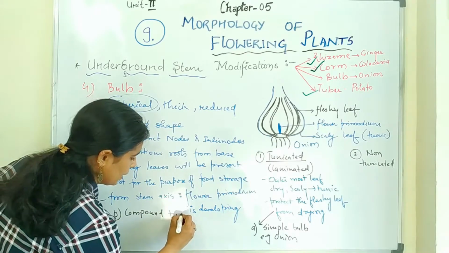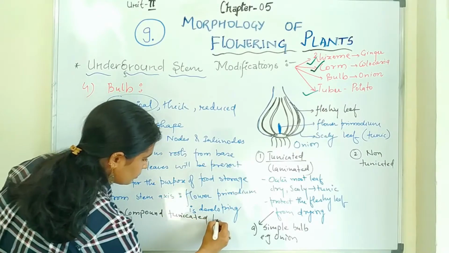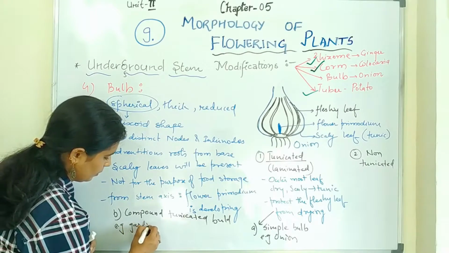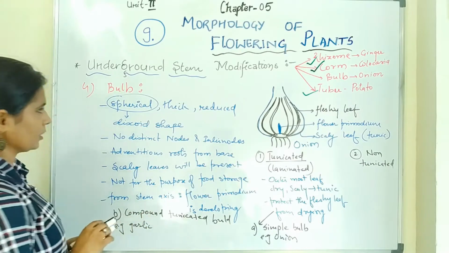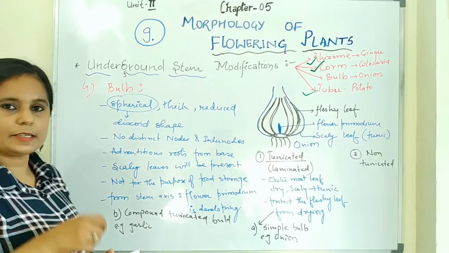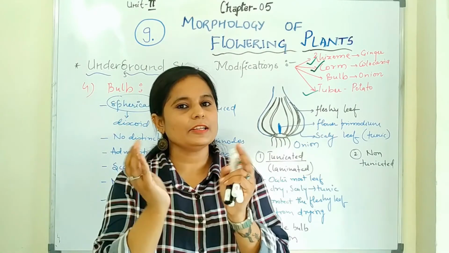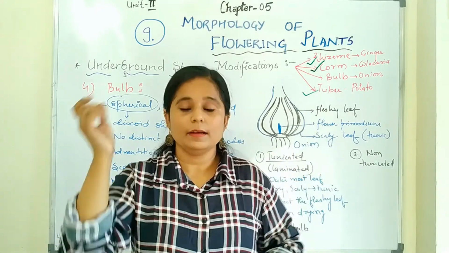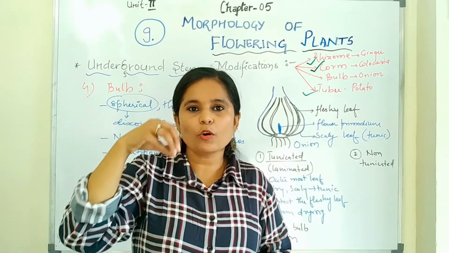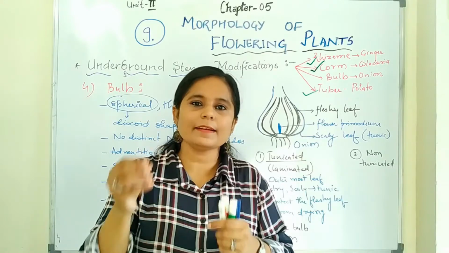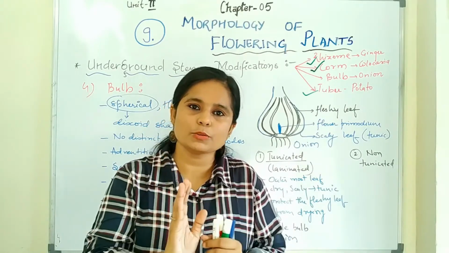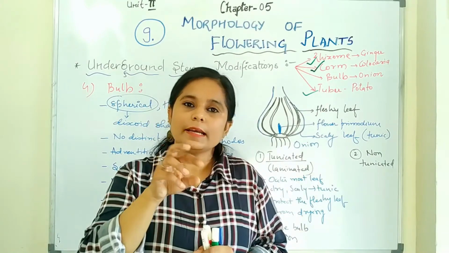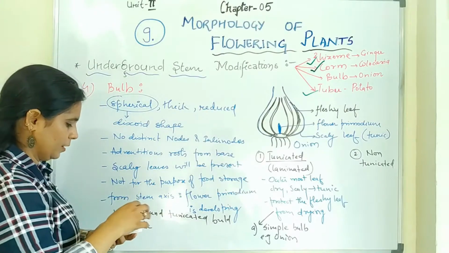Compound tunicated bulb. Example is garlic. In garlic, if you remember its structure, you will peel off an outermost layer which covers the whole garlic, that white transparent layer. When you remove that, you will see the garlic cloves, and each clove is again covered by its own personal tunic. So as you will see, two layers of tunic are present, it is known as compound tunic.